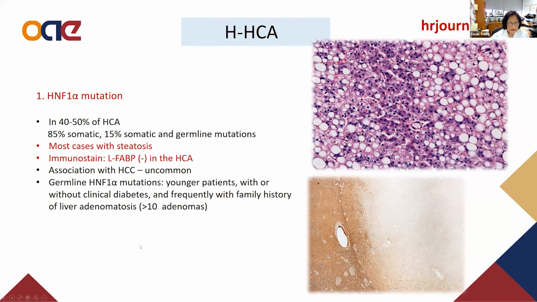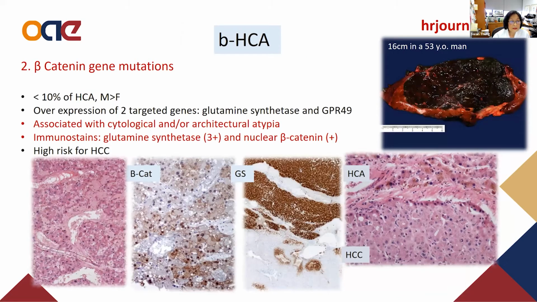In this type, very often there is a liver adenomatosis. By definition, it's more than 10 adenomas in the liver. The second one is the beta-catenin mutation. In less than 10% of adenomas, again, you see it more in men than in women.